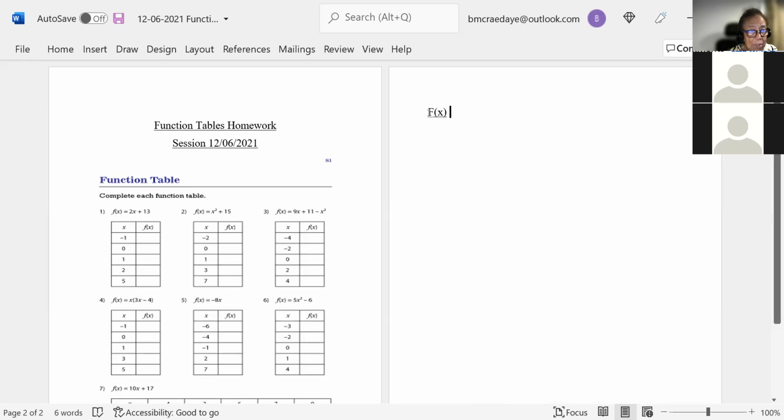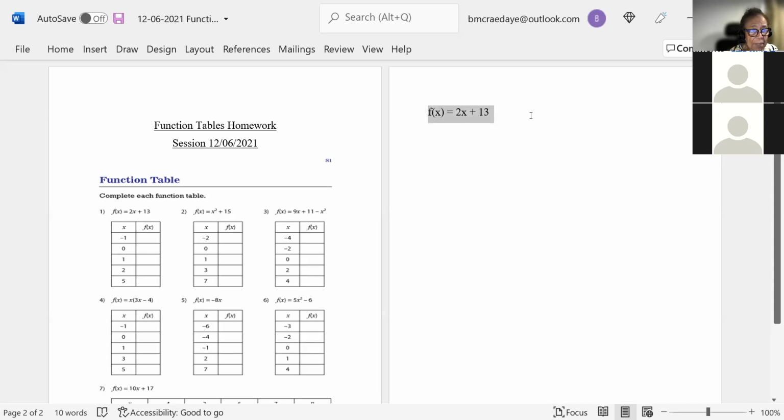Okay, so let's put f of x equals 2x plus 13. Now, x in the table is -1. So that means our input is -1. See, we call the x our input, the f of x is our output. So wherever you see an x, you want to put a -1.